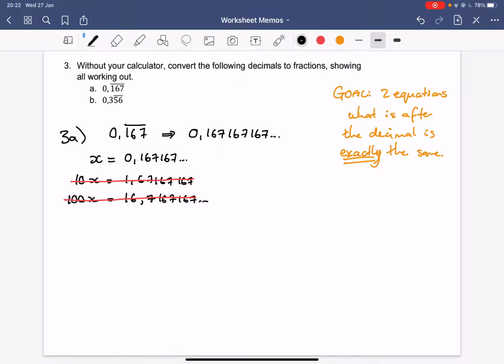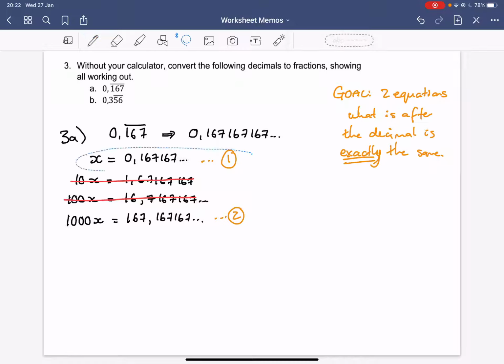If I multiply my initial expression by 1,000, I'm going to get 167.167167. And now I have what I need, because this matches this. So I can make this equation 1. I can make this equation 2. I subtract 1 from 2.